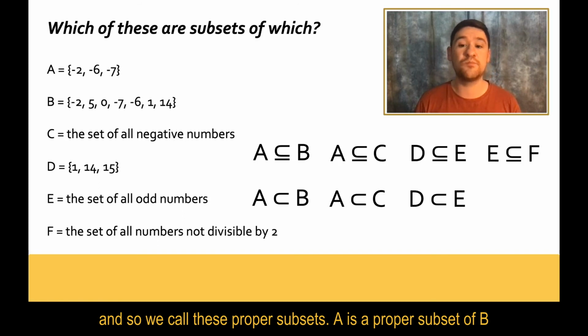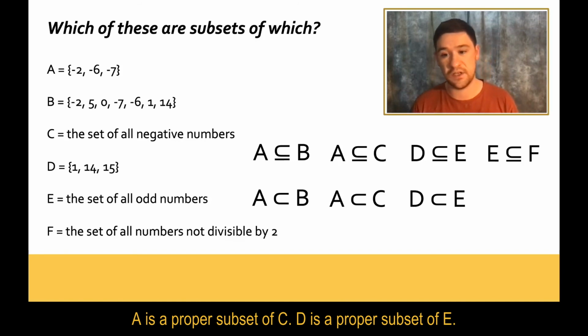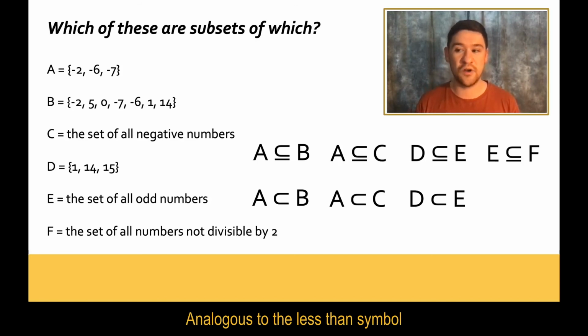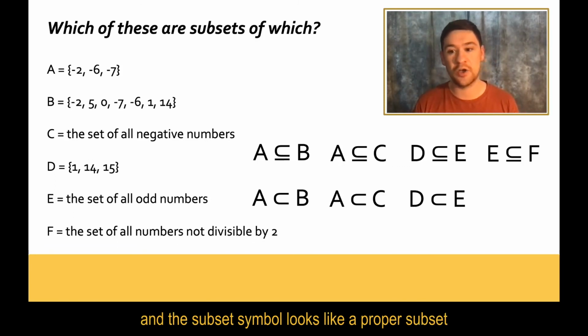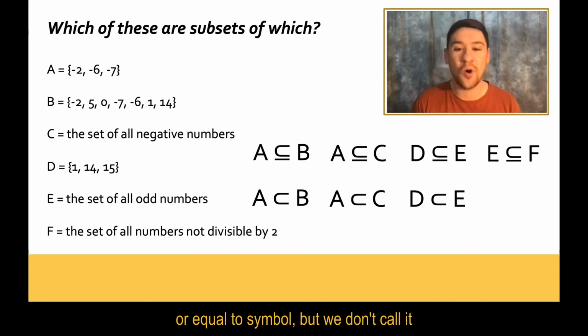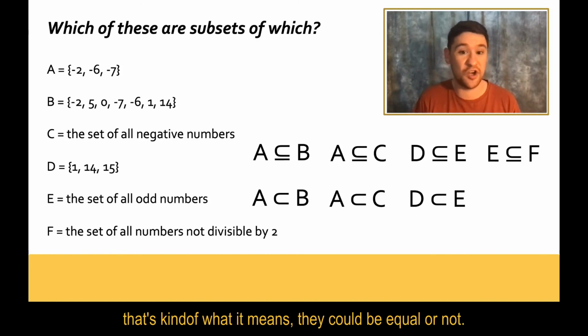And so we call these proper subsets. A is a proper subset of B. A is a proper subset of C. D is a proper subset of E. And analogous to the less than symbol and the less than or equal to symbol, the subset symbol looks like a proper subset or equal to symbol. But we don't call it that, but that's kind of what it means. They could be equal or not.